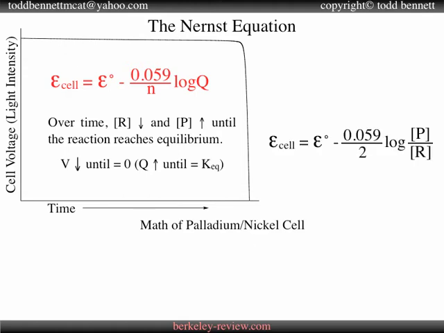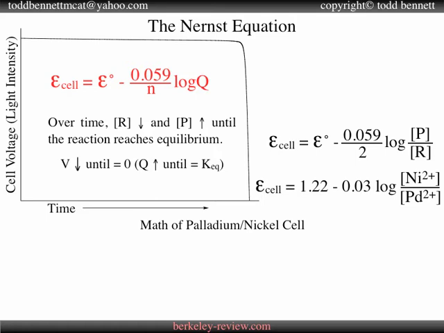So let's consider an application of this Nernst equation. We want to consider a nickel palladium cell. If you look back at the table, you'll be able to add the 0.99 and the 0.23, and you'll get a standard cell voltage of 1.22. Plugging into the rest of it, where do the numbers come from?